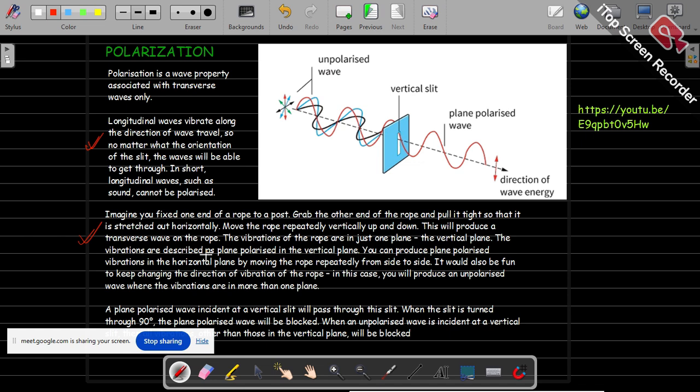Because the oscillation is limited to one plane. Along vertical अगर आप उसको up and down jerk दे रहे हो तो हम कहते हैं कि ये vertically polarized है. And अगर इसी तरह आप उसी rope को horizontally right and left move करना शुरू कर दो तो जो transverse wave generate होती है हम कहते हैं कि ये along horizontal plane polarized है, right. यानी जो हमारे पास vibration है वो सिर्फ एक direction में हो रही है.